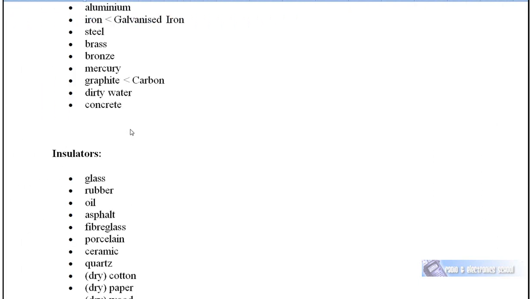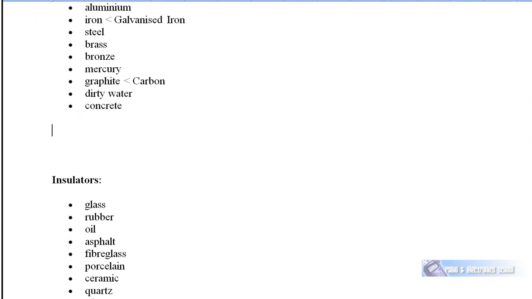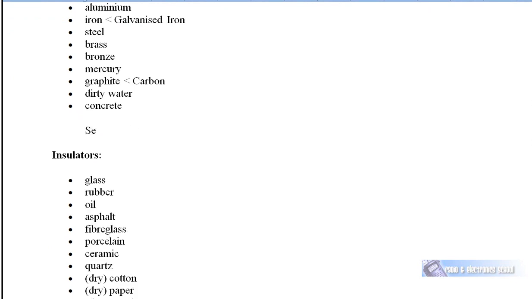Just while we're here, there is another group of materials that are neither conductors nor insulators. Those materials are called semiconductors. They're neither a good conductor nor a good insulator. They could just as easily have been called semi-insulators, because they're part way between conductors and insulators. And semiconductors are very important in radio.